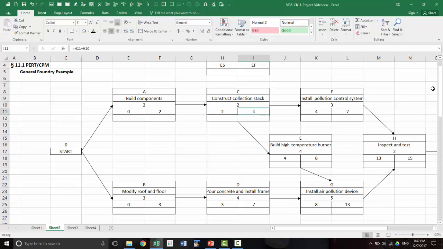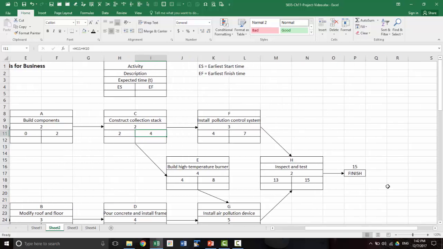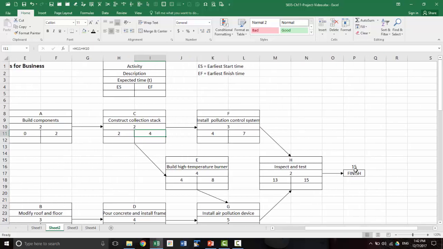Okay, now we're going to look at the backward pass, or backward schedule. We're going to begin from the end of the project, starting from the finish time of the project. Okay, so we're going to start from there and work backwards. And when we work backwards, we have to do everything backwards.